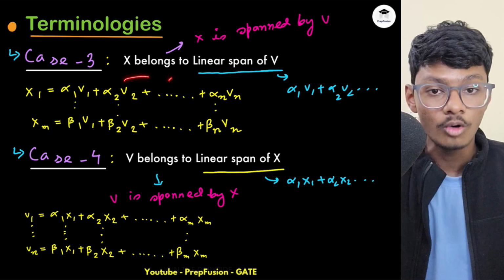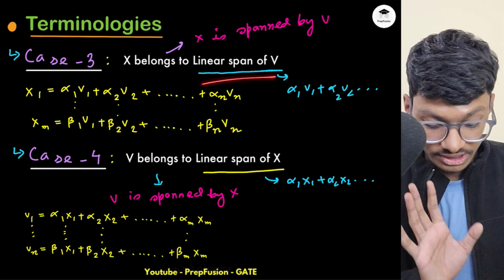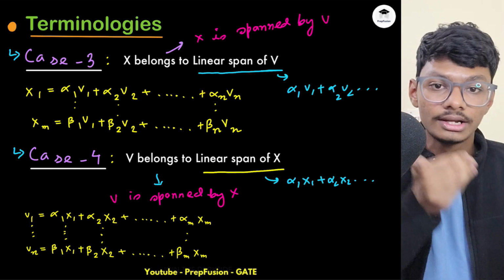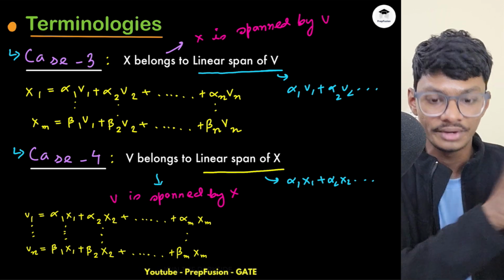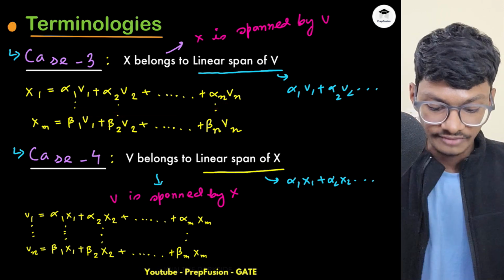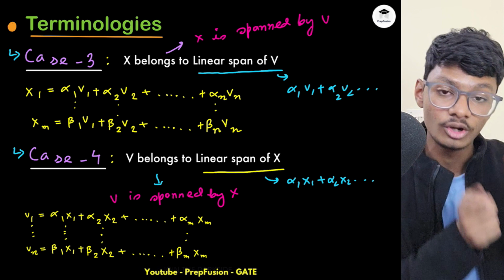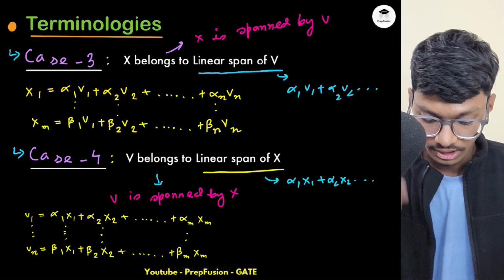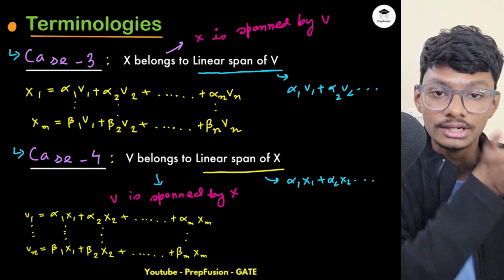Then the other cases. X belongs to the linear span of V. Pay attention. What is the linear span of V? The linear span of V means all the linear combinations of V. You write that. Then on the left hand side, what is left? X. So X belongs to the linear span of V. Like this you can understand. V belongs to the linear span of X.